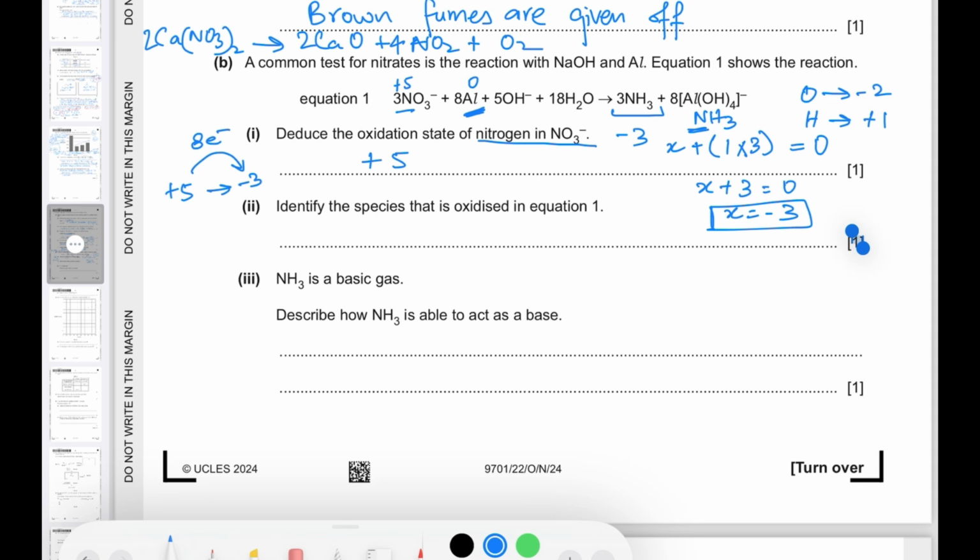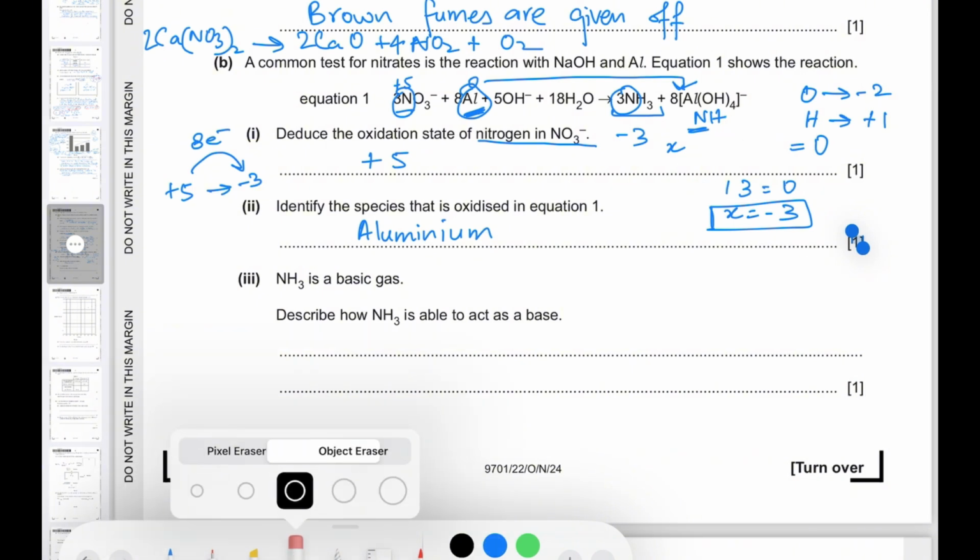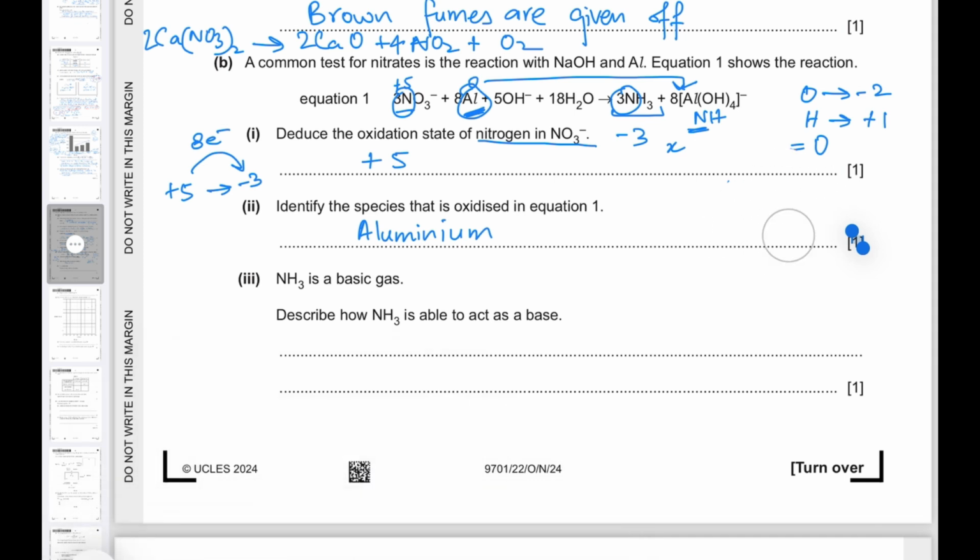Just using this fact that nitrogen has been reduced, you can deduce that aluminium must have been oxidized to form the new ion. So that would be aluminium. And you can even confirm your answer by finding out the oxidation state of aluminium in this tetrahydroxoaluminate ion, right?